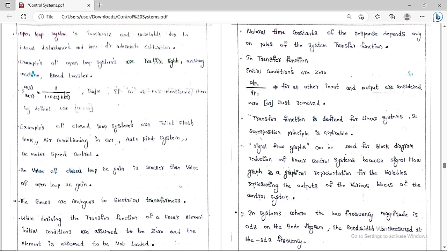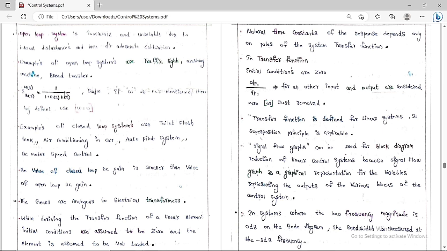I have already told you s is always equal to j omega. If omega is not mentioned, then by default we have to use omega equal to 0. This is a statement you always have to keep in mind: always keep s equal to j omega, and if omega is not mentioned, by default use omega equal to 0.